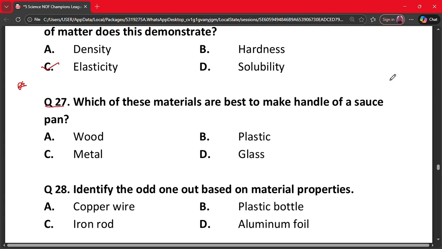Question 27. Which of these materials are best to make handle of a saucepan? A. Wood, B. Plastic, C. Metal, or D. Glass. The correct answer is option C. Metal. Metal insulates heat better.